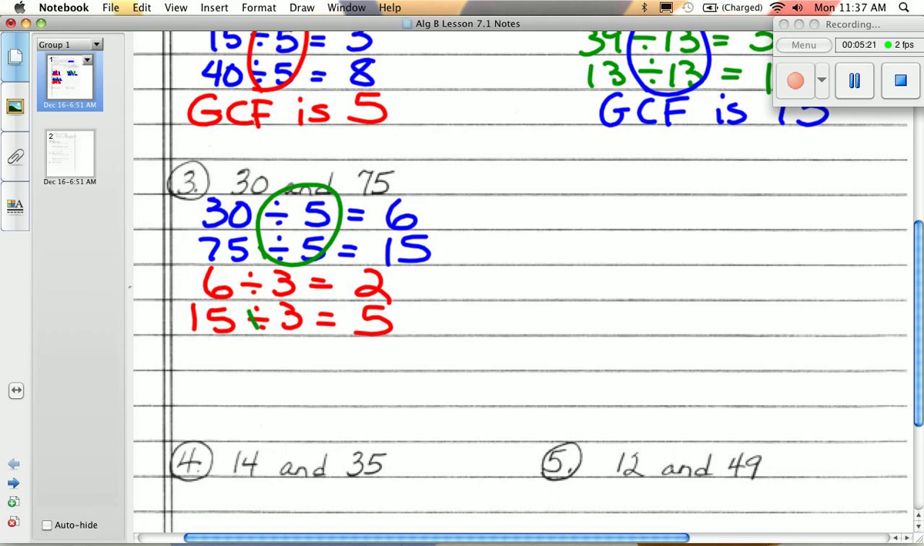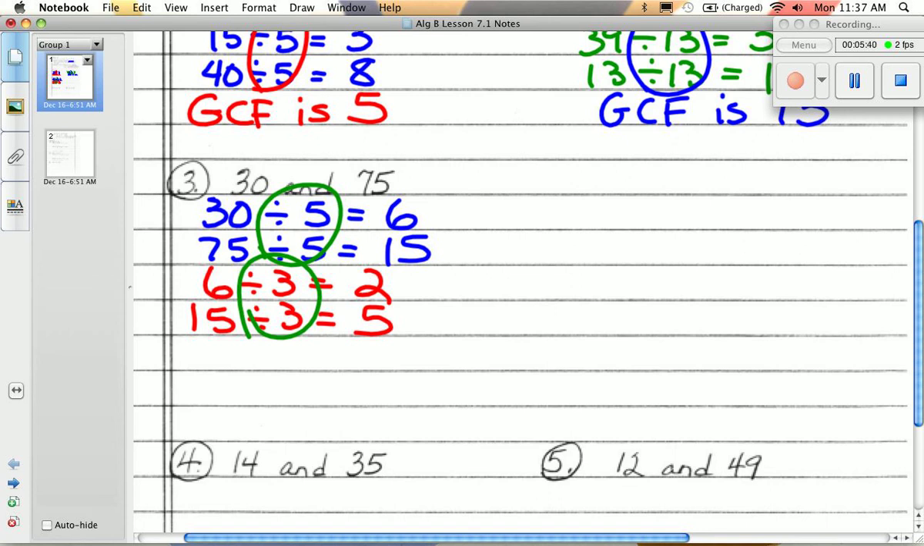So we just divided now by 3 also. So now your GCF is... can we stop? Yeah. How about 2 and 5? Are they divisible by anything larger than 1? No. Okay, so this time we can't say that the GCF is either 5 or 3.